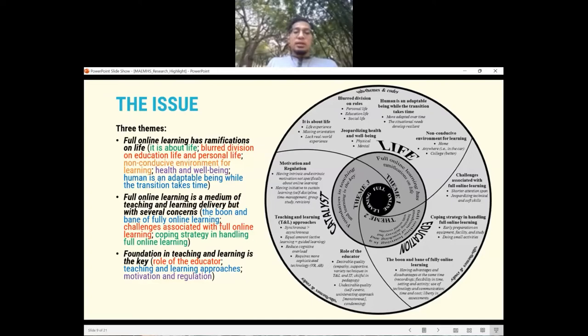Okay. The second thing is education. Full online learning is actually a medium of teaching and learning delivery, but with several concerns. The first thing is the boon and bane of full online learning. There is a fine line between the advantages and the disadvantages. If online learning is misused in certain aspects, it will become a disadvantage. If used properly, it will become an advantage, even though it is the same thing.